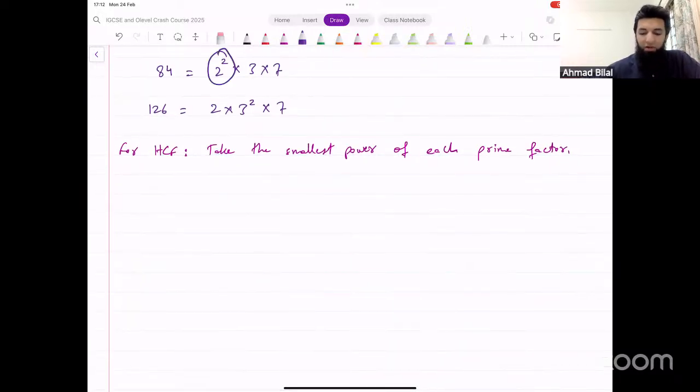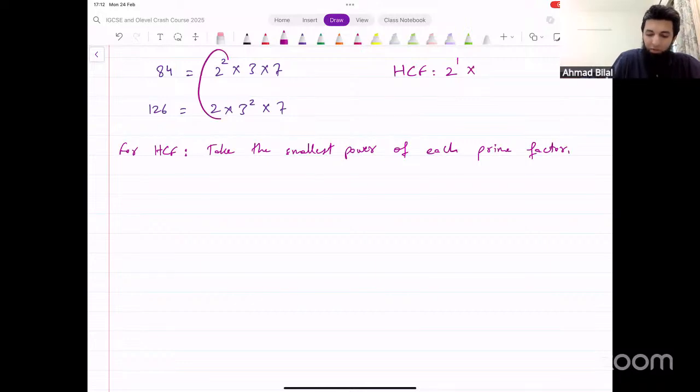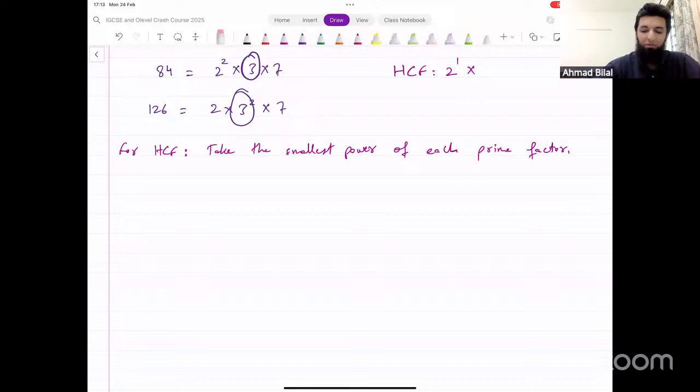We've got 2 squared here and we have 2 here. So one prime factor is 2. That's common between both of them. What's the smallest power? This has power 2. What about this? This has power 1. You just take the smaller powers. Okay. So HCF is going to be 2 power 1, right? That's the smaller power amongst the 2's. Then what about 3? What's the smaller power for 3? This is 3 power 1. This is 3 power 2. The smaller power is 3 power 1.